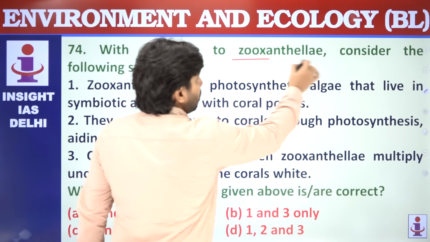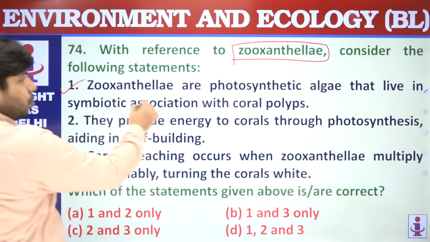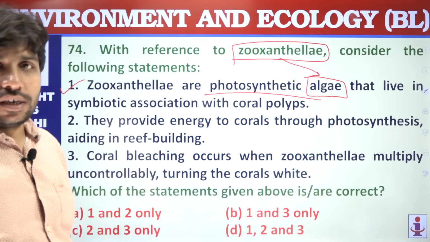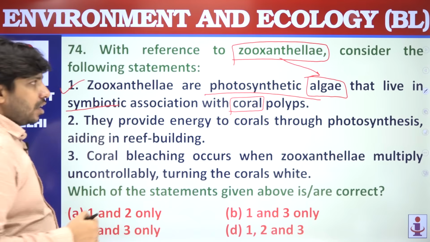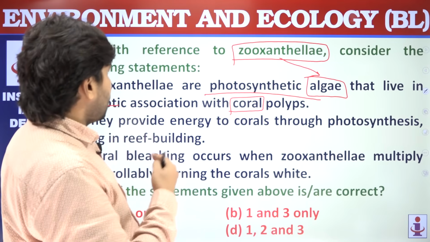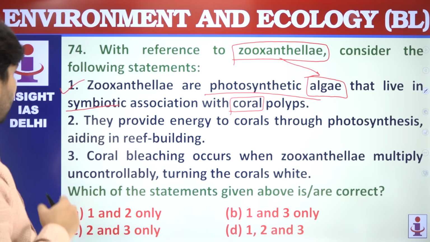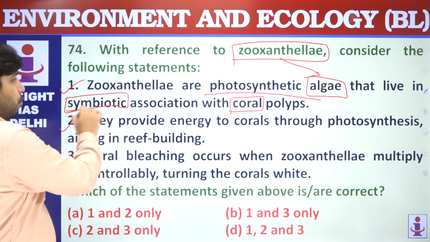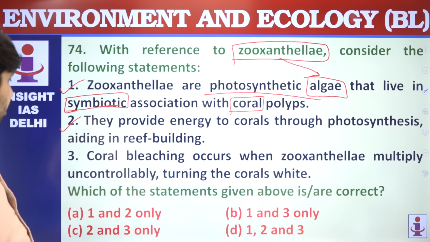Zooxanthellae. Question regarding zooxanthellae. How many are the correct statements about zooxanthellae? Photosynthetic algae. Yes, this is correct. They are photosynthetic algae. Zooxanthellae are a kind of algae that do photosynthetic activity, and they live in symbiotic association with coral polyps. So corals have a symbiotic association with zooxanthellae, which are algae that do photosynthetic activity. This is a very good statement defining zooxanthellae. They provide energy to corals through photosynthesis, aiding in the reef building process. It is a symbiotic relationship, both are associated. Zooxanthellae and corals both are associated. So statement 2 is correct. Coral bleaching occurs when zooxanthellae multiply uncontrollably. No.